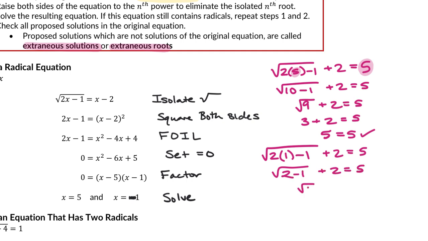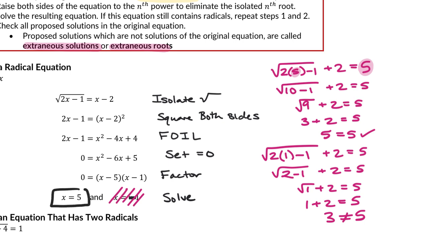2 minus 1 is 1. Square root of 1 is 1. But does 3 equal 5? No. So that means we're going to have to get rid of this one that does have a typo in it. That is an extraneous solution, and our only actual solution here is x equal to 5.